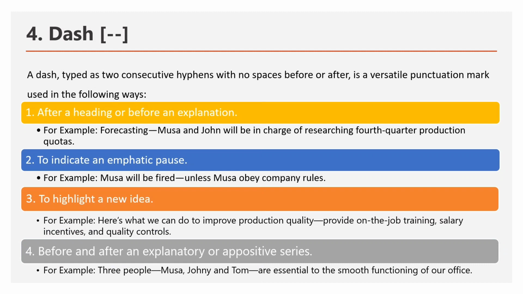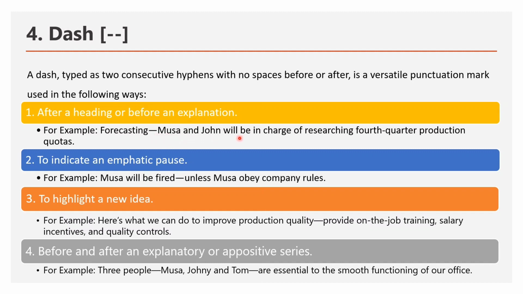So the next punctuation mark is the dash. A dash, typed as two consecutive hyphens with no spaces before or after, is a versatile punctuation mark used in the following ways. Number 1. After a heading or before an explanation. For example, forecasting, I'm using the dash here, Musa and John will be in charge of researching fourth quarter production quotas.